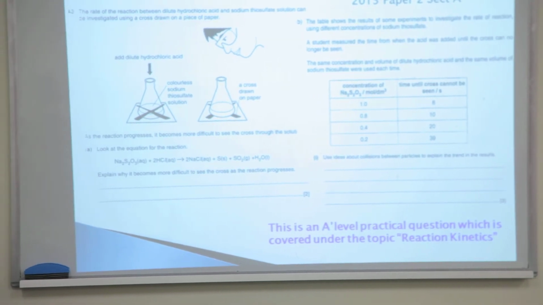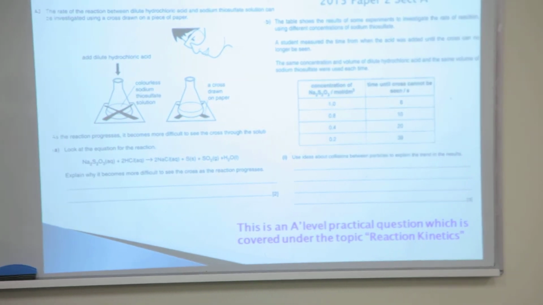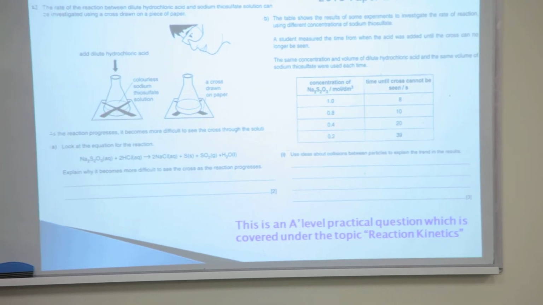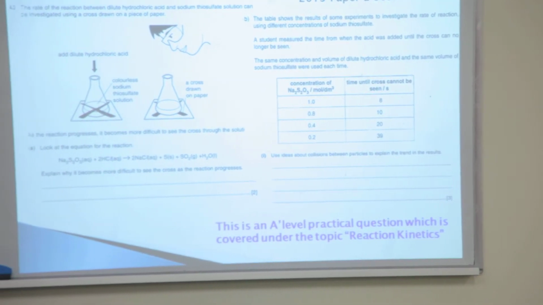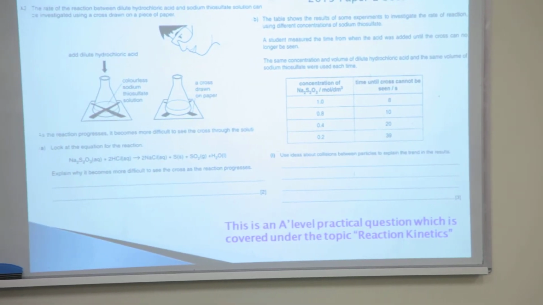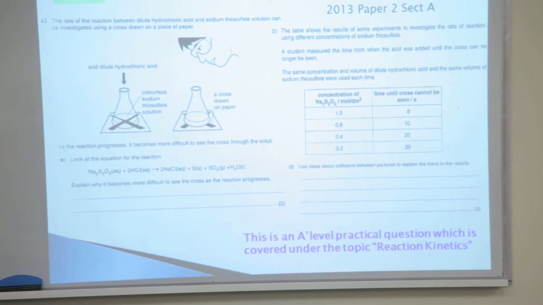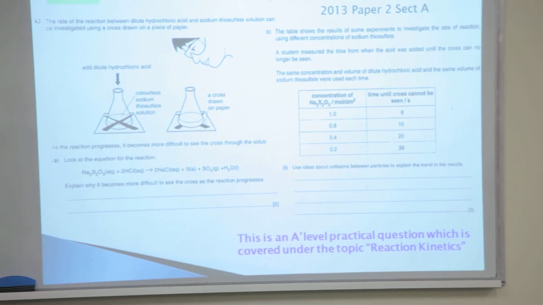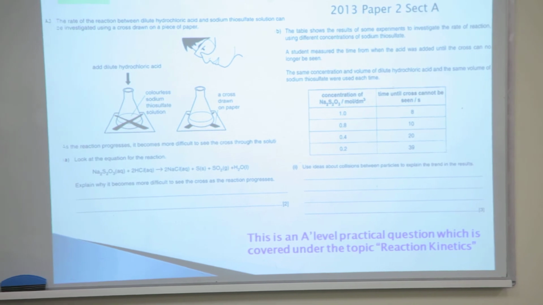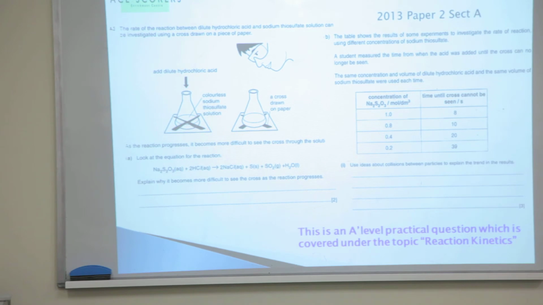Now this is another example of an A-level related question. That is talking about the thiosulfate compound with the hydrochloric acid. Basically the thiosulfate compound is only introduced in the A-level syllabus under the chapter called reaction kinetics. It appeared in the 2013 paper, that was last year's paper. Why was this being tested? Basically this practical experiment is to show how fast the reaction has taken place. It's a rate of reaction experiment.